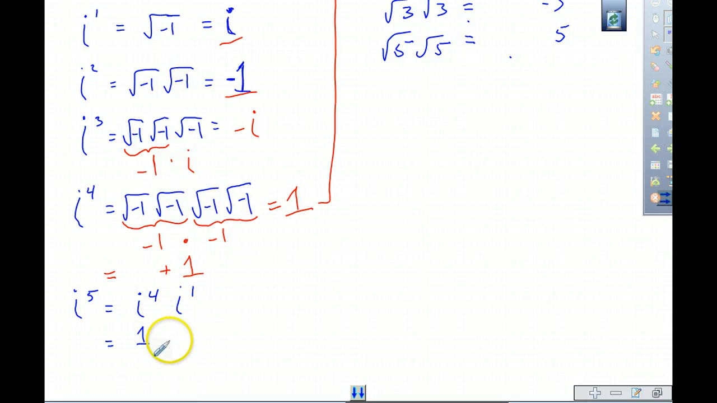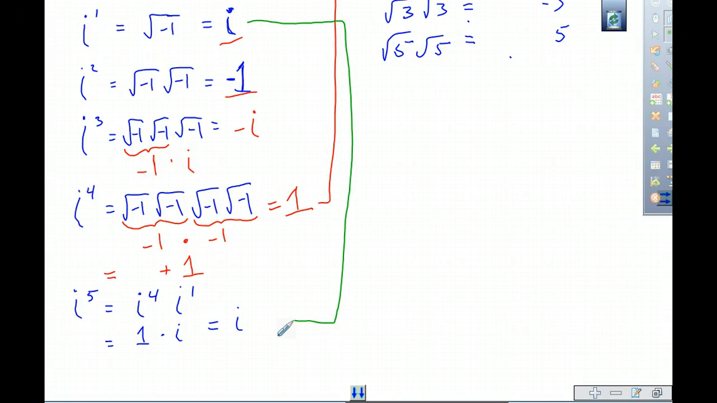And i to the 1 just equals i. So we get an answer of i. i to the 5th equals i. Where else is another answer of i? Yeah, i to the 1st. So I want you to observe and understand that there are repeating patterns.